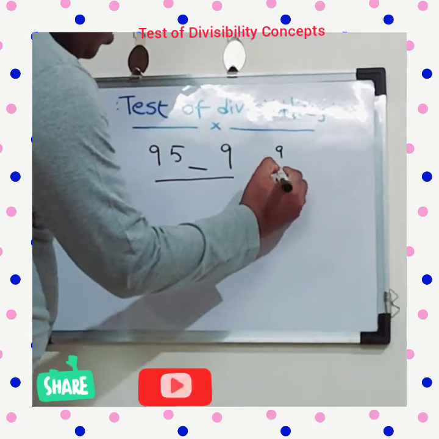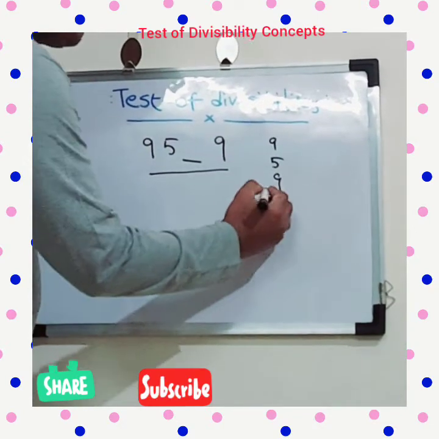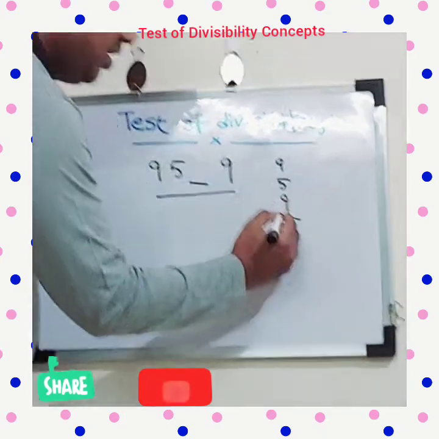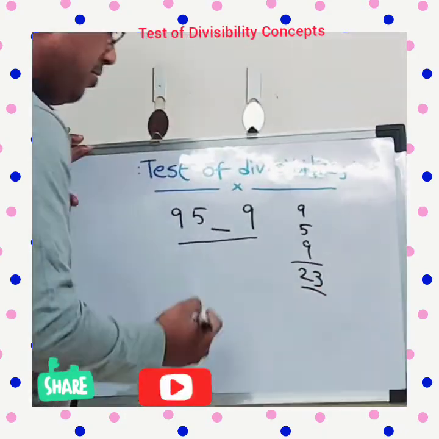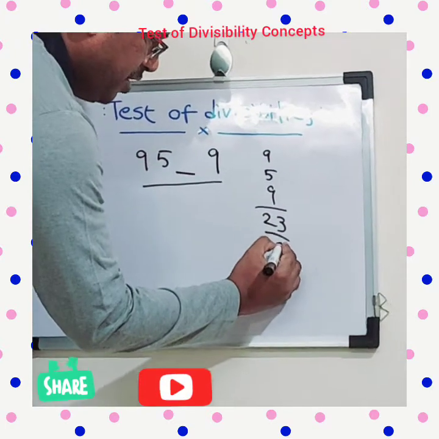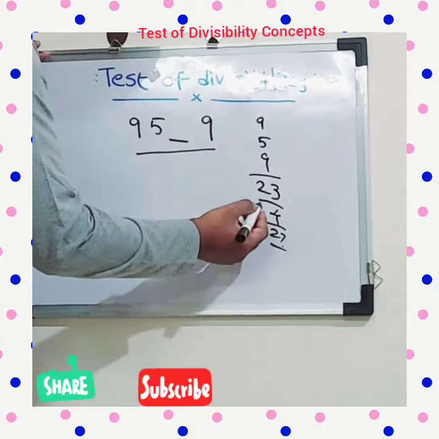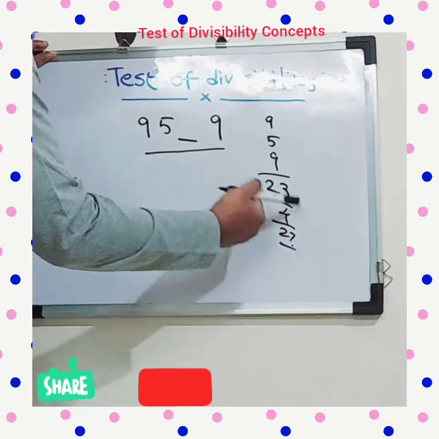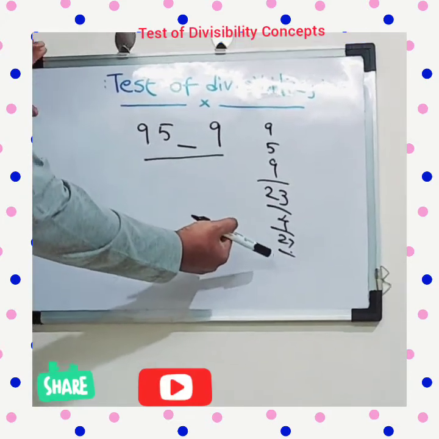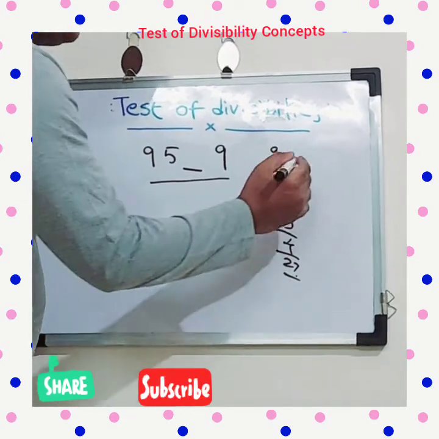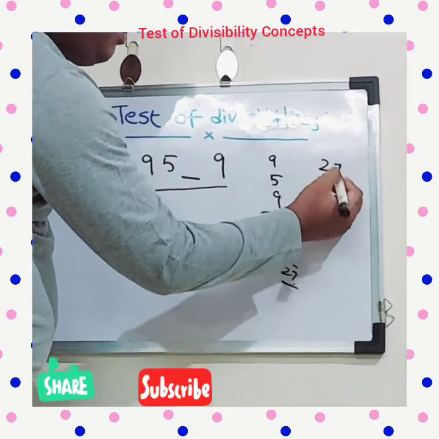9, 5, 9, because this value we don't know. 9 plus 9 is 18, 18 plus 5 is 23. If you add 4 over here, that is 27. 27 is the next multiple of 9 after 18, because 9 twos are 18 and the next multiple of 9 is 27. So just add 4 over here. 27 is divisible by 9.